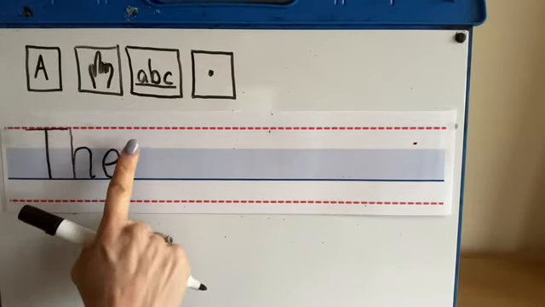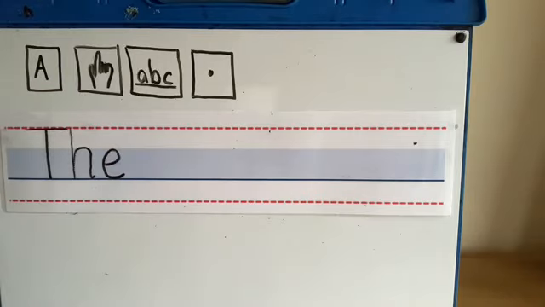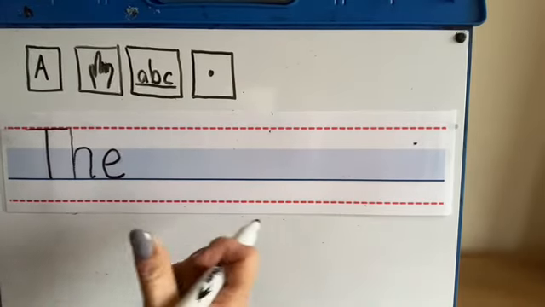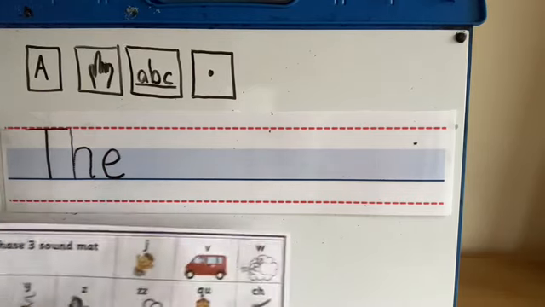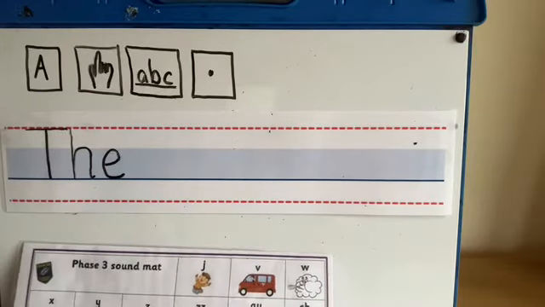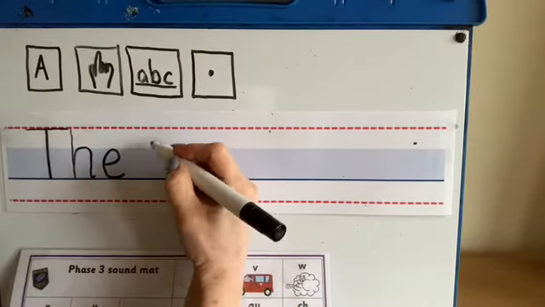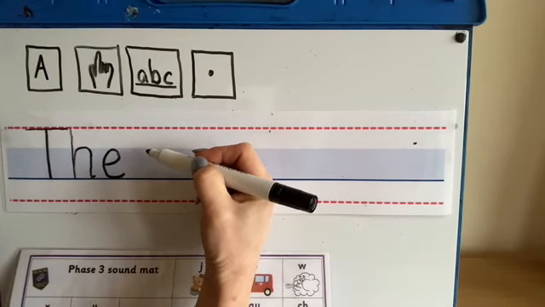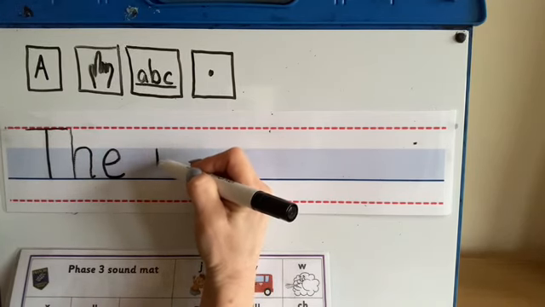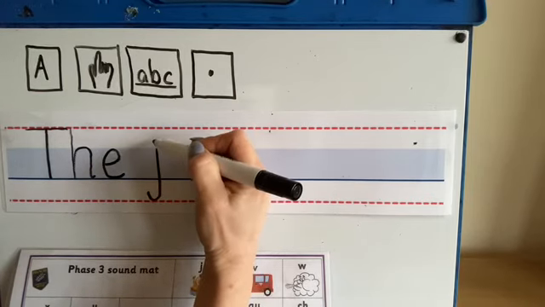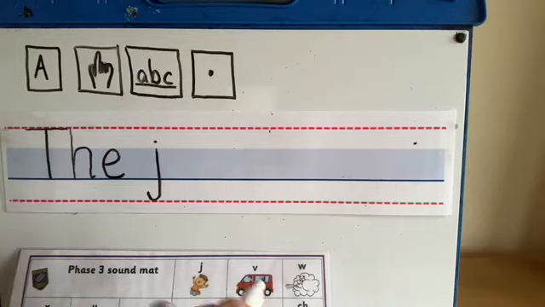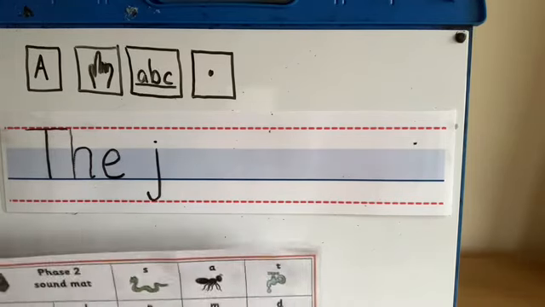Now I need a finger space, so finger space, jug, j-u-g, jug. I'm going to look on my sound mat. I can see it's one of our letters. J, j. It's a descender. Start at the top here. We're going straight down under the line. And then we fly back up to the top to give it a dot. J, u. I remember that's a phase two sound.